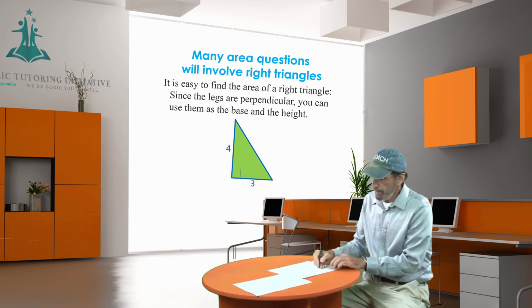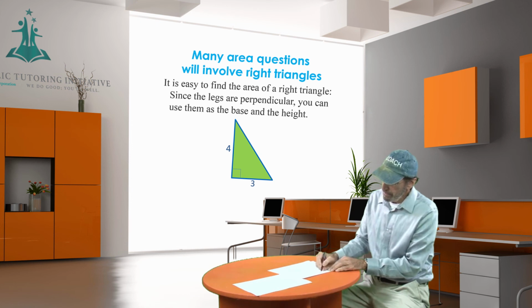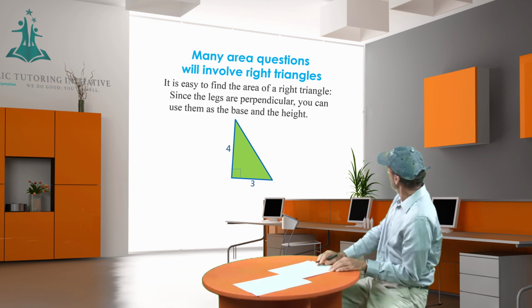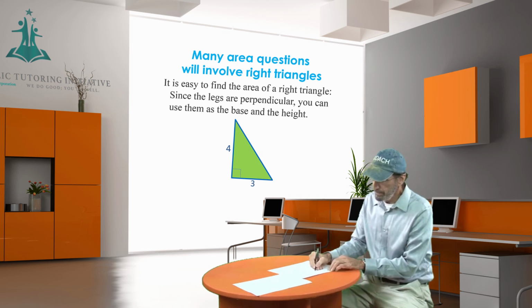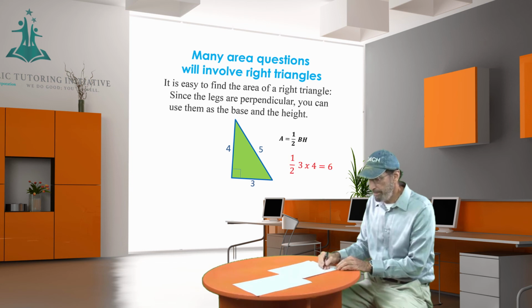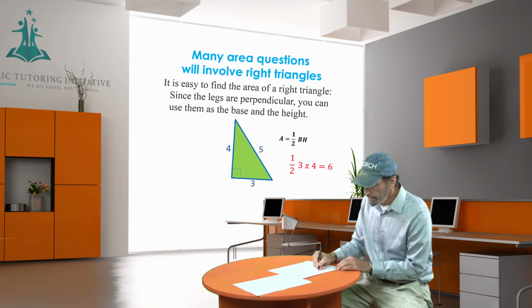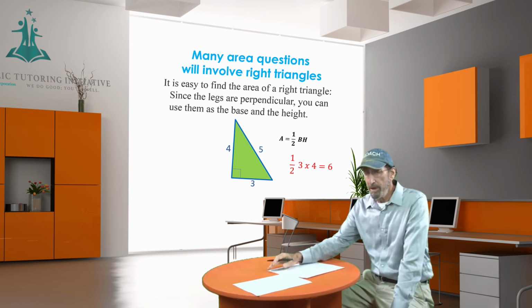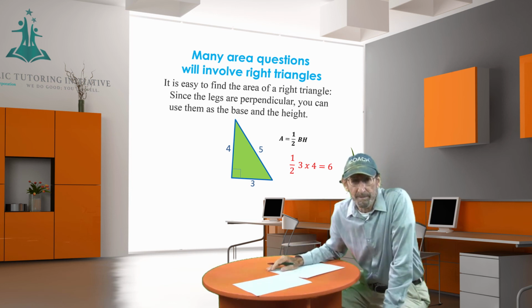Let's do an example. Here's a right triangle. The legs are 3 and 4. And of course, you know the hypotenuse is 5. And the area is 1/2 times 3 times 4, so the area is 6. Area of right triangles is very easy to find.